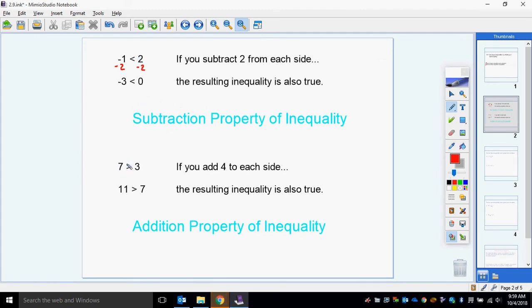What if I had 7 is greater than 3? That's a true inequality. Let's see what happens if I add 4 to both sides. When I add 4 to 7, I get 11. When I add 4 to 3, I get 7. That's also true. 11 is greater than 7. So the addition property works for inequalities also.